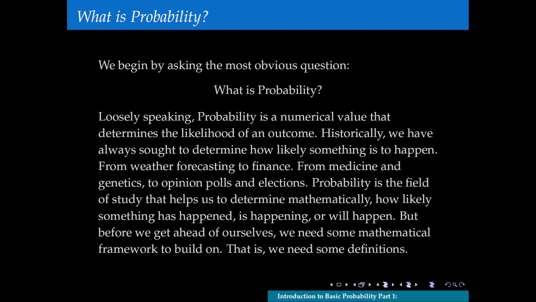Now, mathematically speaking, probability is the field of study that helps us to determine these sorts of events or phenomena mathematically. We want to be able to precisely determine how likely something is to happen, within a mathematical framework, adding the level of precision and rigor that mathematics expects of us in order to determine the likelihood of something happening, something that has happened, or even something that will happen. Now, before we get ahead of ourselves, we do need some mathematical framework to build on. So let's head into some definitions.